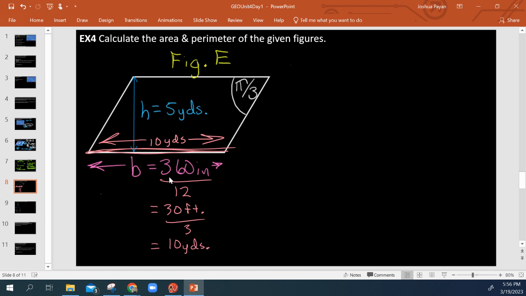Okay, and this is a parallelogram, obviously. So the area of a parallelogram, we can already calculate that, is base times height. So 10 is the base times our height, which is 5, and we get 50 square yards.